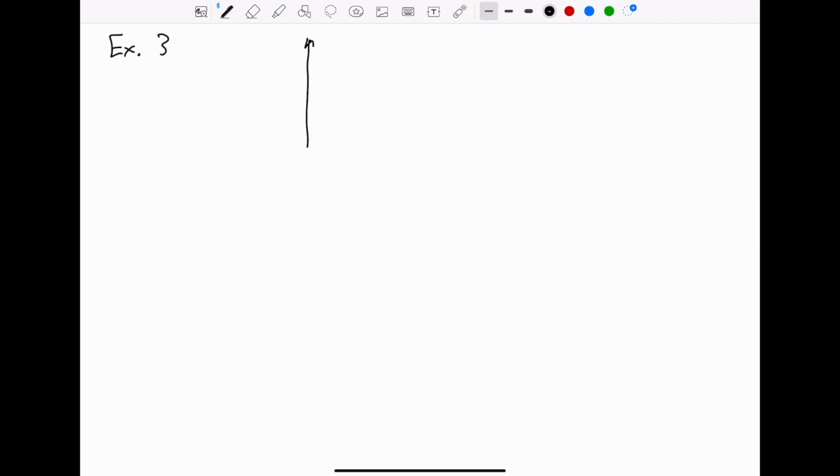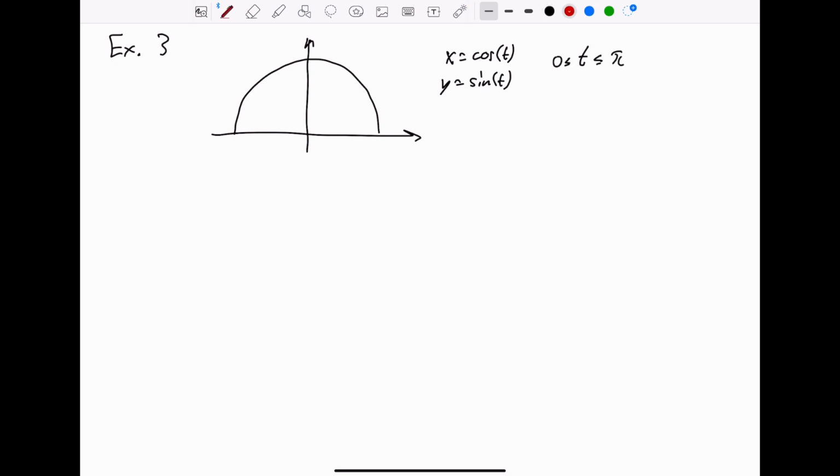So once again, we'll sketch out our circle, and we have x equals cosine of t, y equals sine of t, and this is being traced out as t ranges from 0 to pi. Now recall when we first talked about arc length. One of the examples that we did was to find the arc length of the curve x equals the square root of 1 minus y squared. That was this curve here.